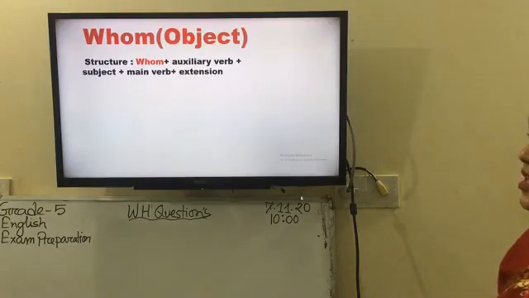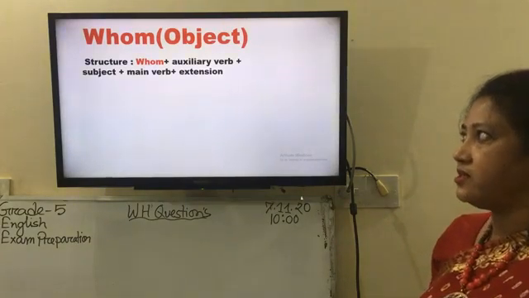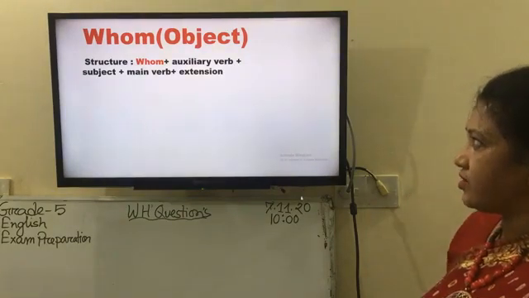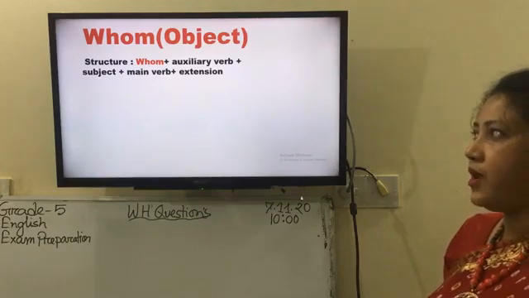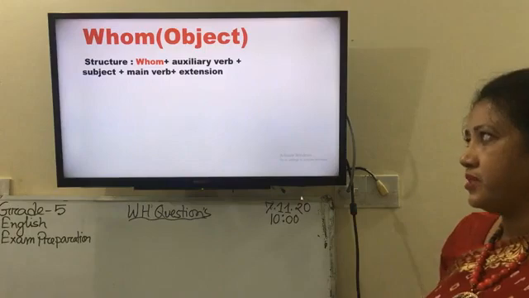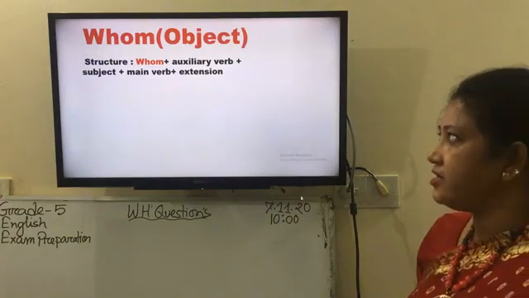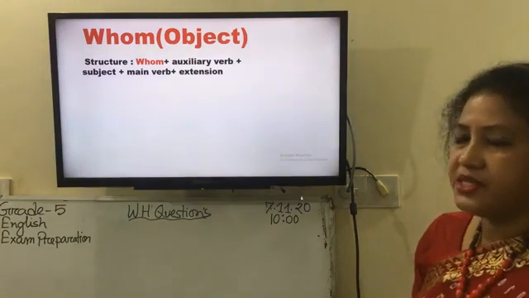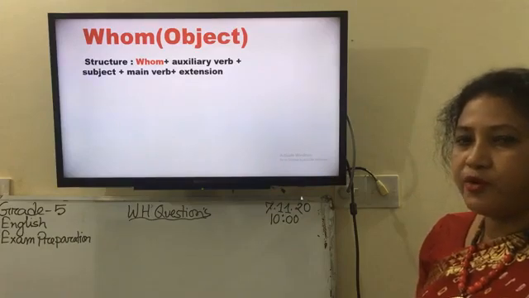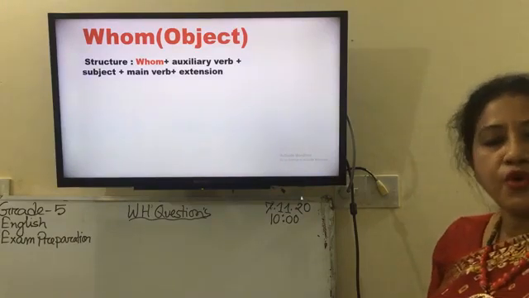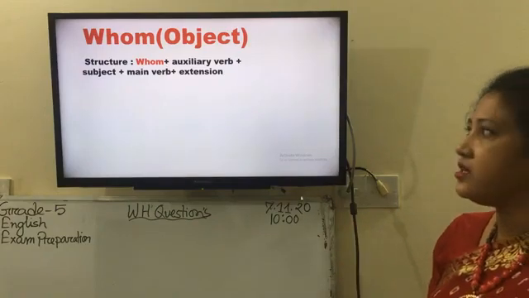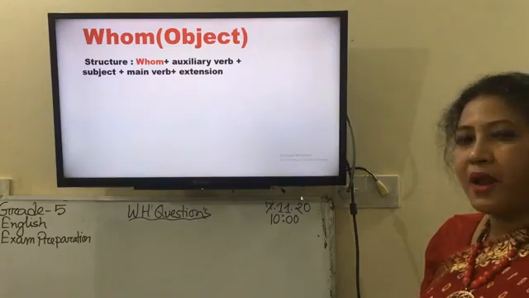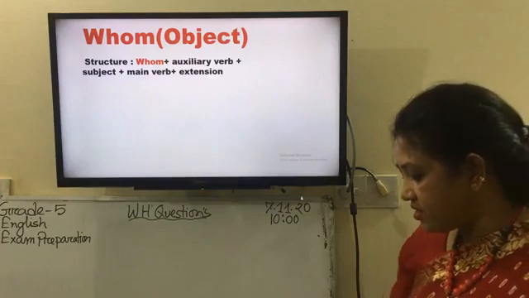Whom is also mainly focused on the object. Let's have a look at the structure: whom plus auxiliary verb plus subject plus main verb plus extension. You write whom, then add an auxiliary verb: am, is, are, was, were, shall, will. Then put the subject, after that the main verb or principal verb, after that the extension or object. This is the structure.